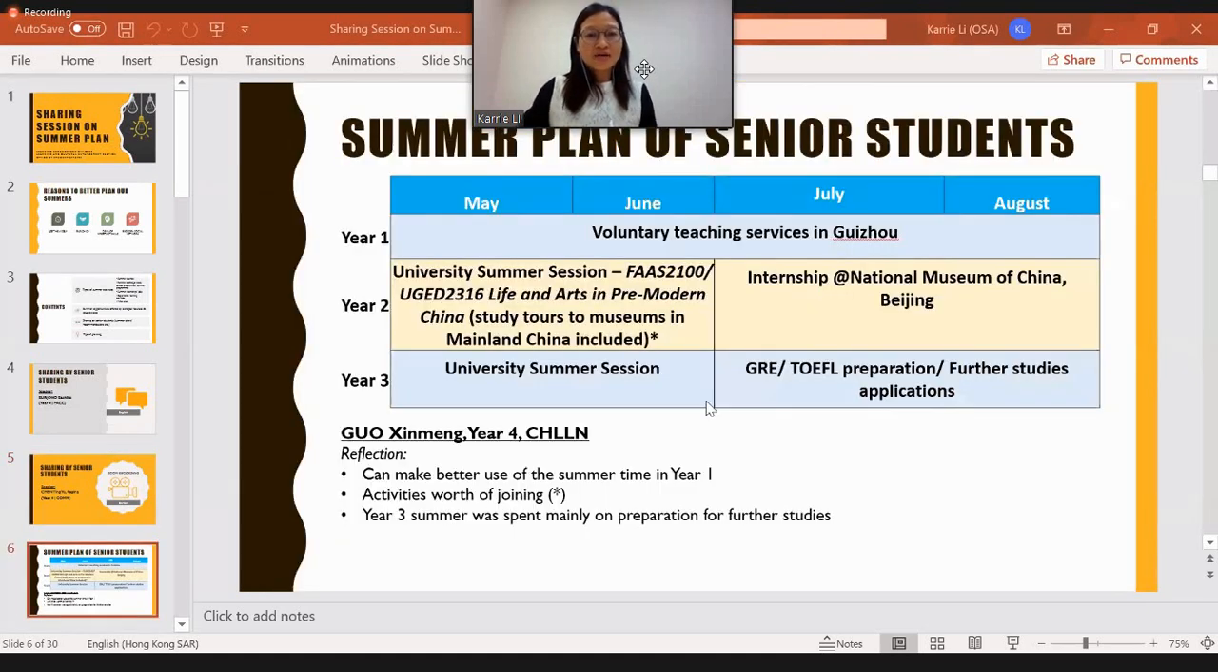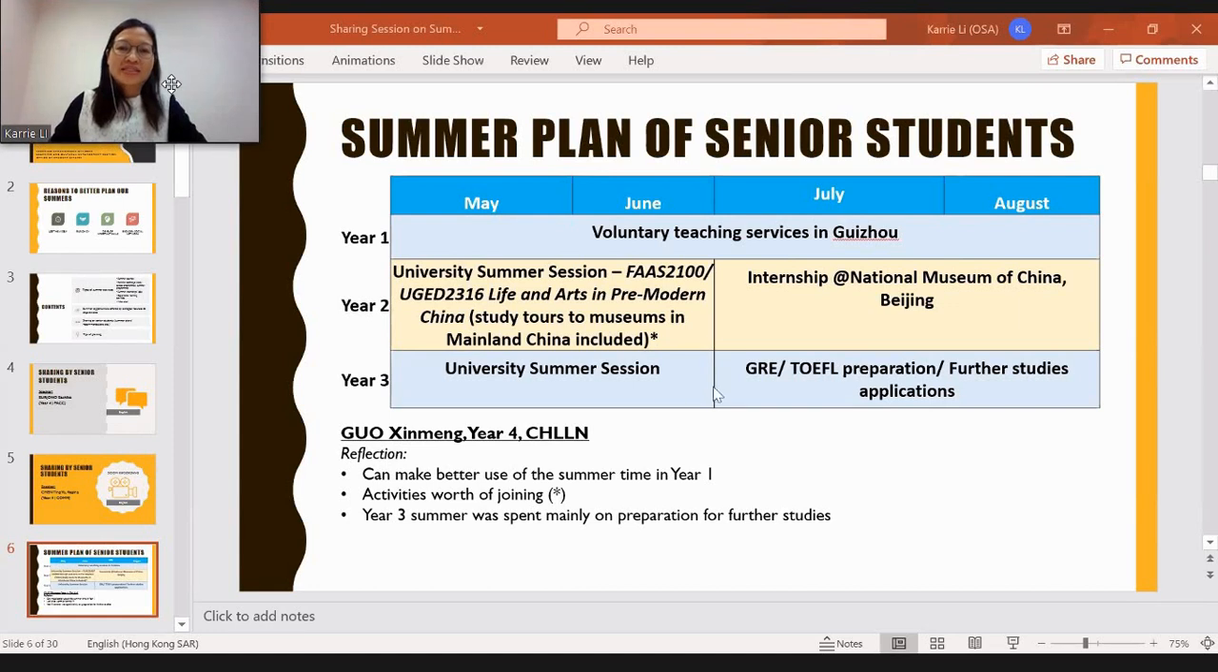After these two sharings, I also want to share with you another student's summer plan, which is from Guo Xinmen, a Year 4 Chinese Language and Literature student. Because Xinmen planned to pursue further study after graduation, you can see that in Year 3, she spent the whole summer on a university summer course, as well as doing all the graduate school applications and preparing for the exams needed for further studies. And there are two points that she has shared with me.